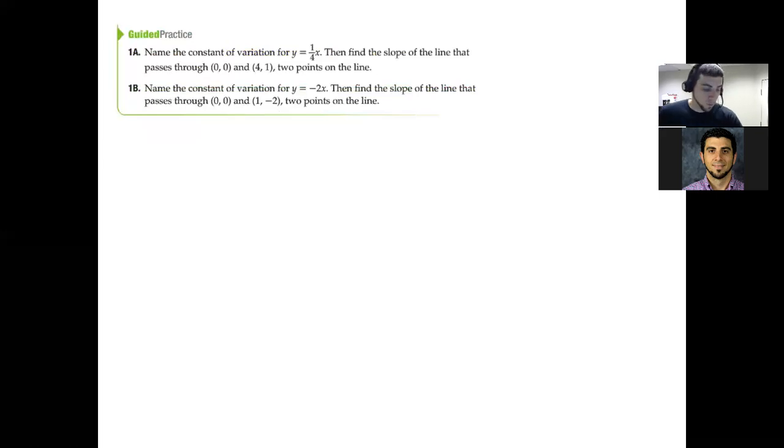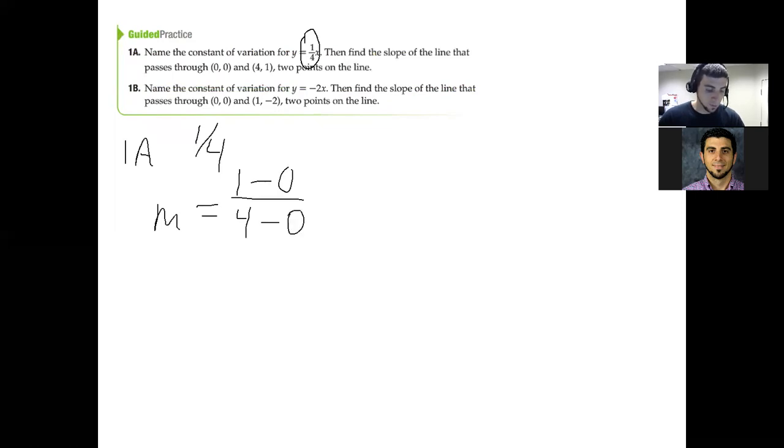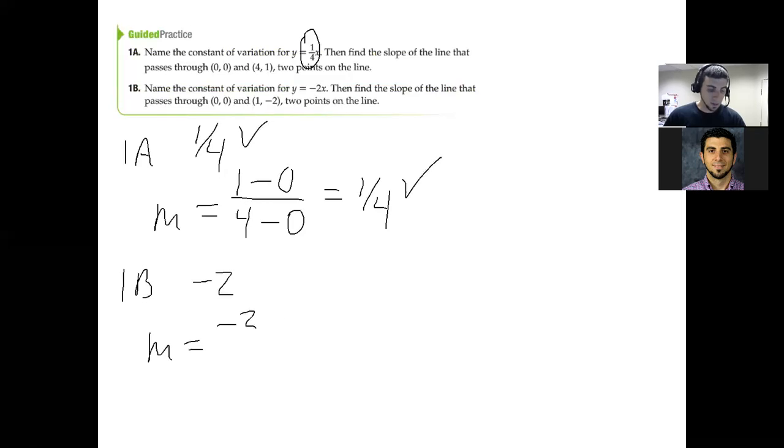All right, we're back. So for 1a, the constant of variation is 1/4. It's the number in front of x. The slope is going to be 1 minus 0 over 4 minus 0, which is 1/4. You should get the same number for the constant of variation and the slope if you did it right. 1b, what do we get? Well, the constant of variation or the constant of proportionality is negative 2. The slope is going to be negative 2 minus 0 over 1 minus 0, which is negative 2 over 1, which simplifies to negative 2. Again, we got the same thing, so probably right. It's a good way to check your answer.